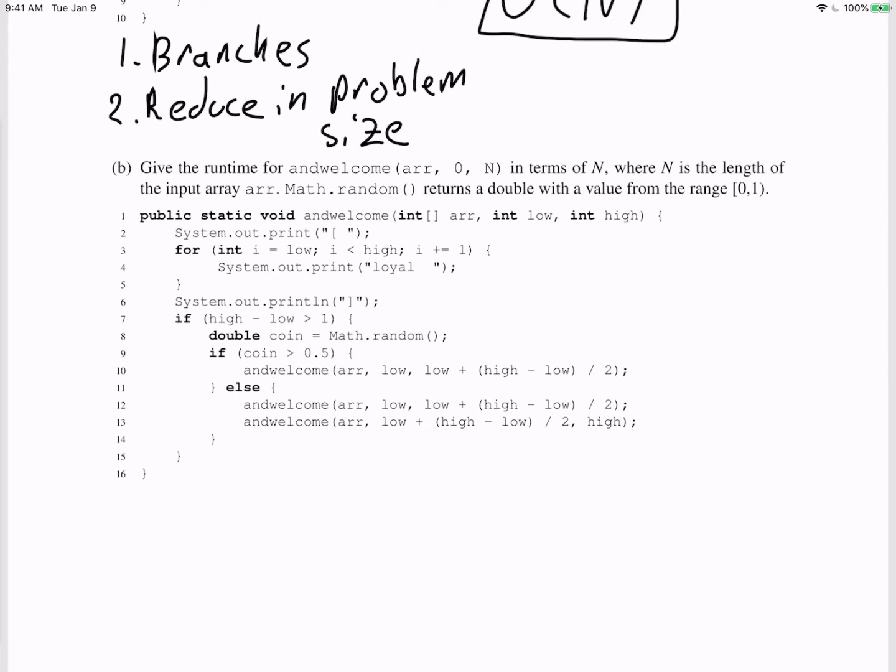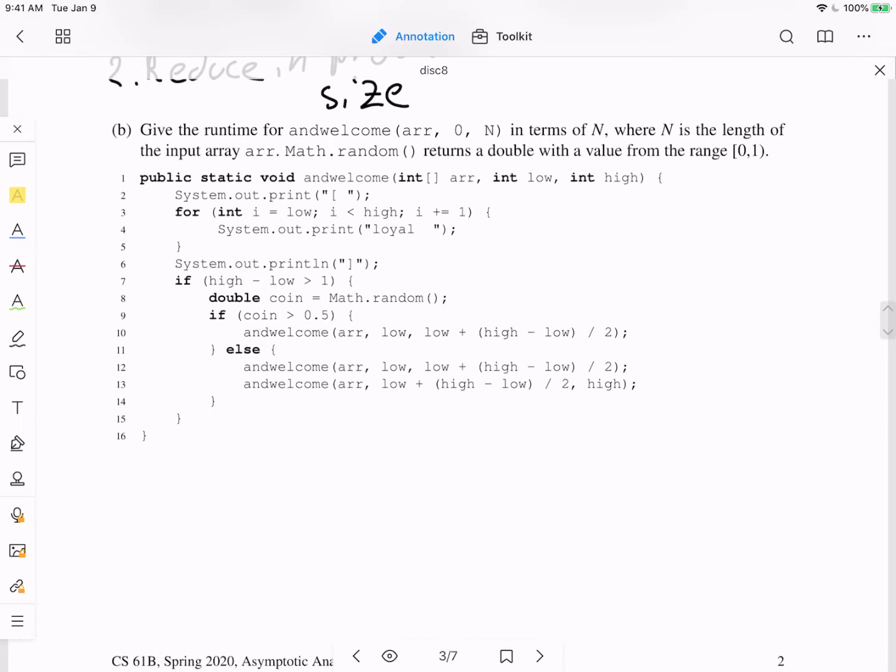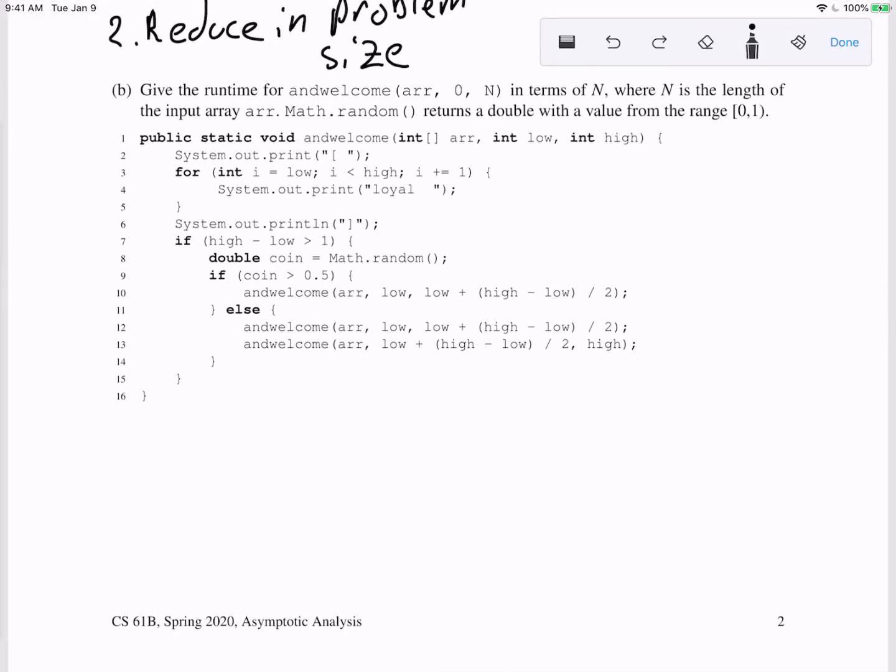So here we have a bunch of inputs. Someone's passing in an array, this low, and this high. So maybe you think, oh, I have 3 different inputs to my function, so my runtime might have 3 different variables. Well, actually, we're only figuring out the runtime for this specific call. So for some array that has length n, where low is 0 and high is n.